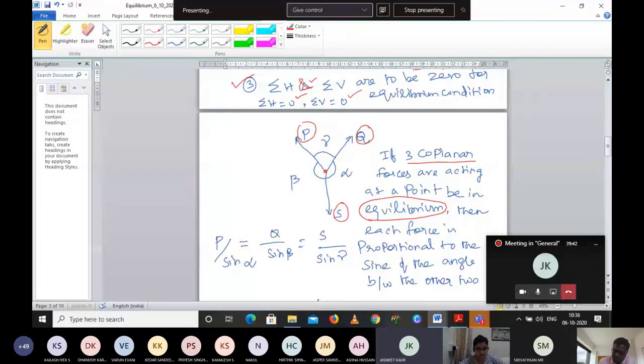Joel. Yes, sir. It can be in equilibrium. Very good. That is the answer I want. It can be in equilibrium. Now, each force is proportional to the sine of the angle between the other two.